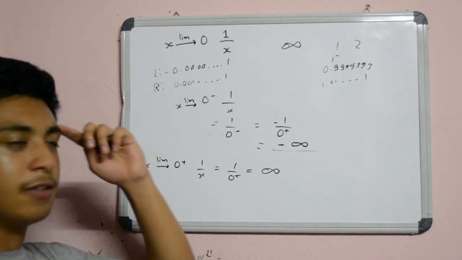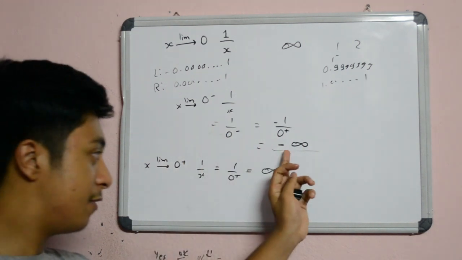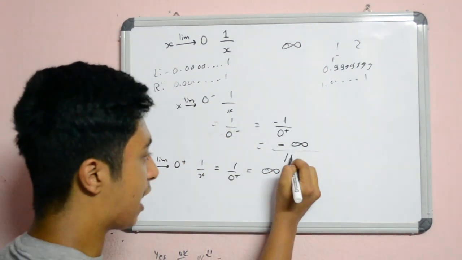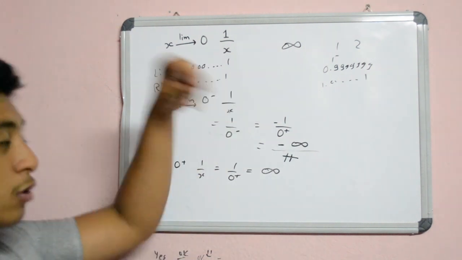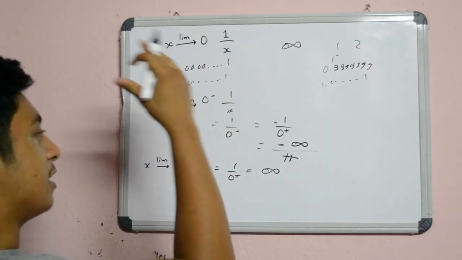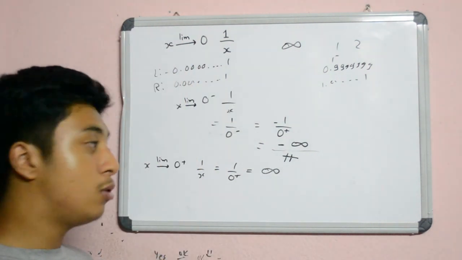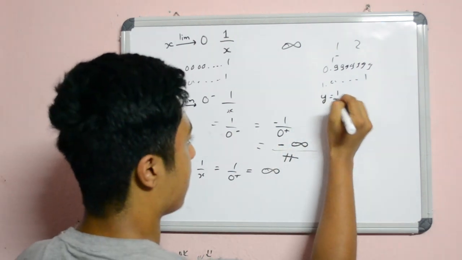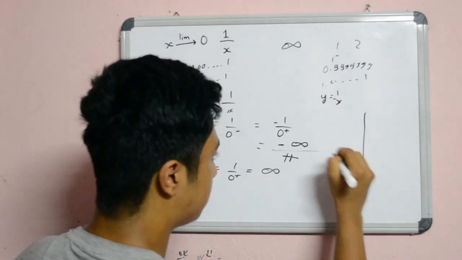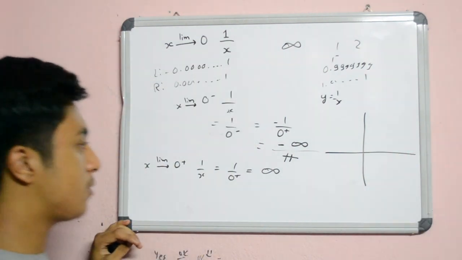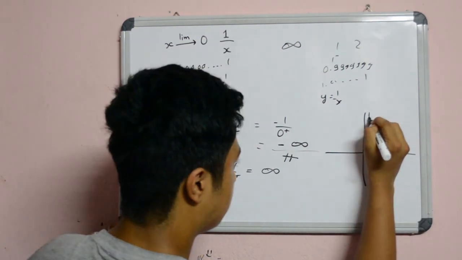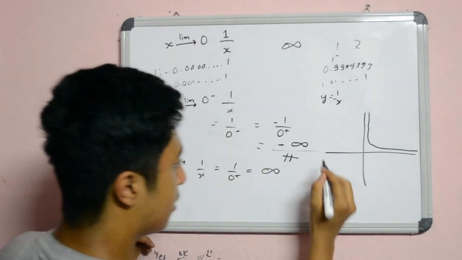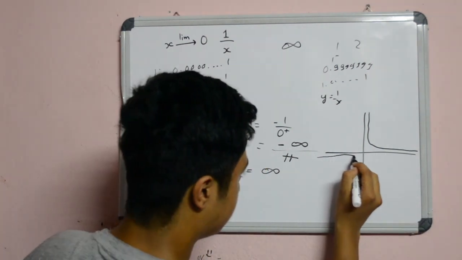So as you can see, the left hand limit gives us negative infinity, the right hand limit gives us infinity. Since they are not equal, we can conclude that this limit simply does not exist. And you can also look at the graph for 1 by x. Just put in y equals 1 by x and you'll have this graph over here. You'll have this, and you'll also have it like this.